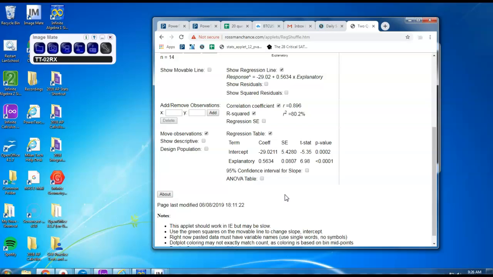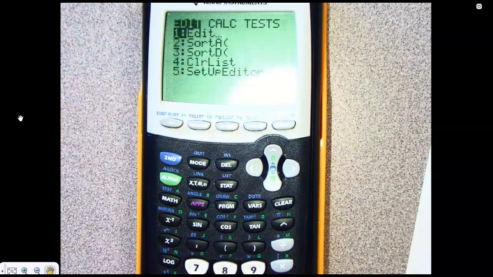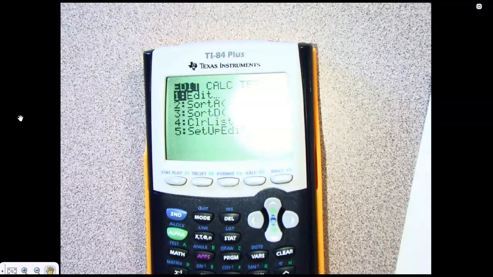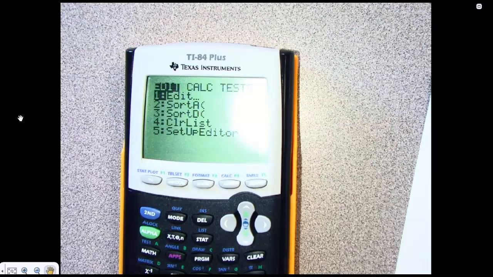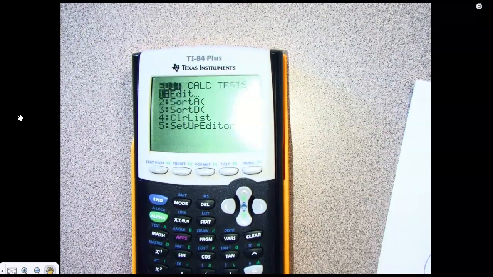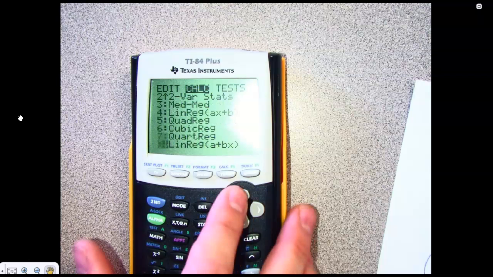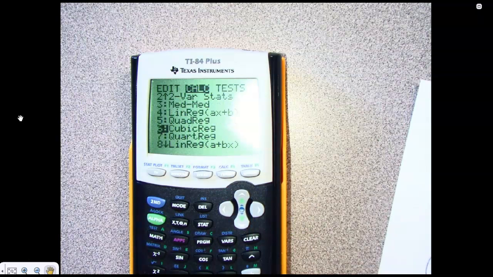So let's see if your calculator comes up with these same numbers. So let me go through how to do that. Okay, go to stat again. Calculate. And then we're going to scroll down to LinReg. There's two versions of it, so this means linear regression.